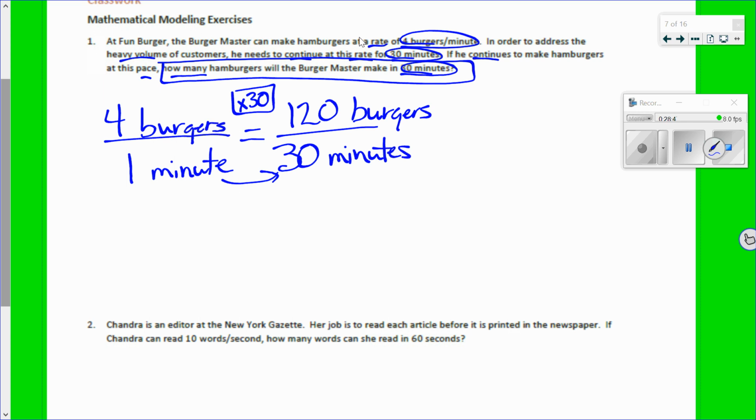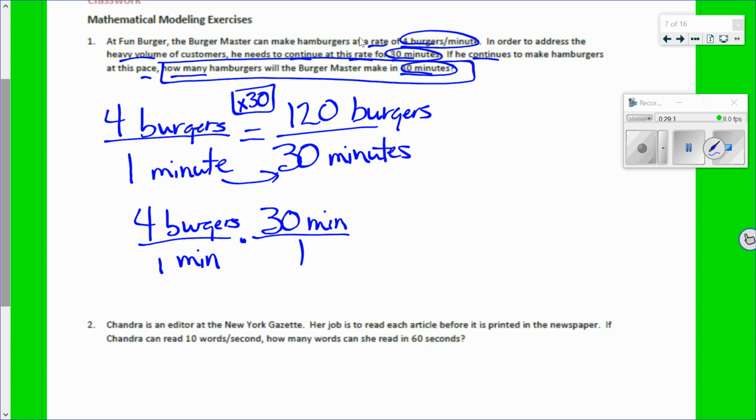Now, the other way that I was going to show you to do this, if I want to find the number of burgers, here's how we do this. I do 4 burgers per minute times the unit I need to get rid of. I need to get rid of minutes, so that's going to go on the bottom in the first one, on the top in the second.